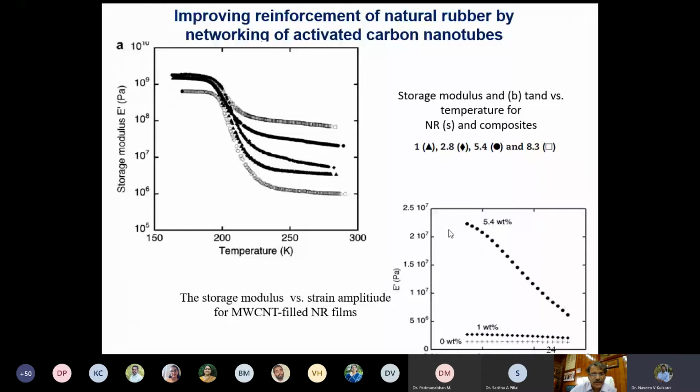What I want to show you here is the storage modulus as a function of temperature. As expected, as you increase the temperature, the modulus values decrease.